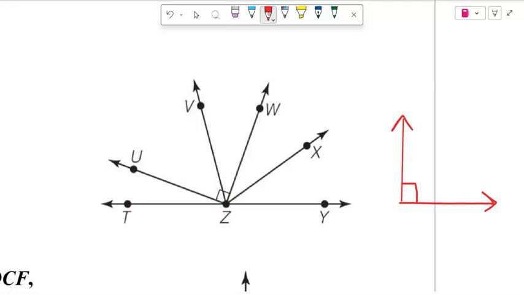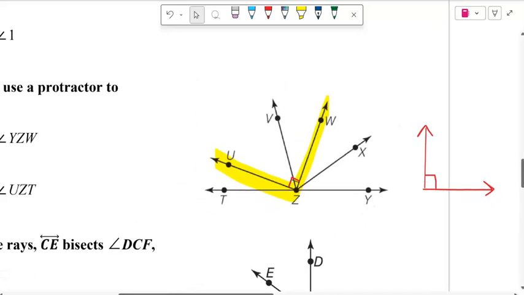Like this. Straight up and straight out to the side. But it's just rotated on the vertex to the right a little bit. All we're looking for to determine if it's a right angle, again, is that box inside of the angle. So we would say UZW is a right angle.